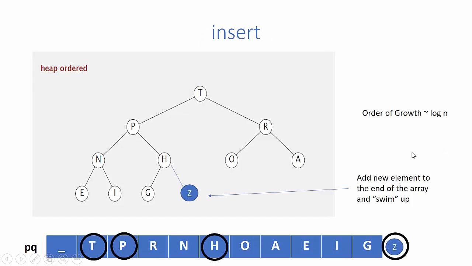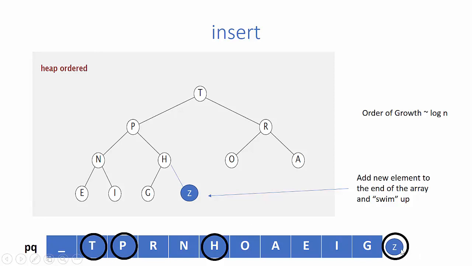So that's easy. Inserting something, I will insert to the next available index, which is like adding to the end of the array, and then I will try to move it up the tree. Next I will compare z with h and say, okay, z is bigger than h, so I'll swap those. Then I'll compare z with p, and that's still bigger, so I will move the p here and the z here. Then I'll compare with t, and that's still bigger, so the t comes here and the z comes there.